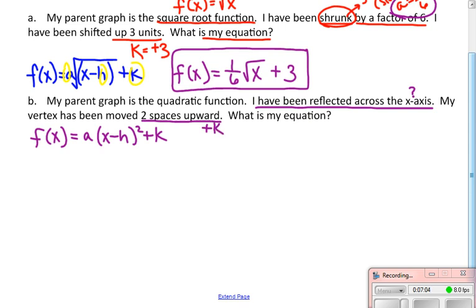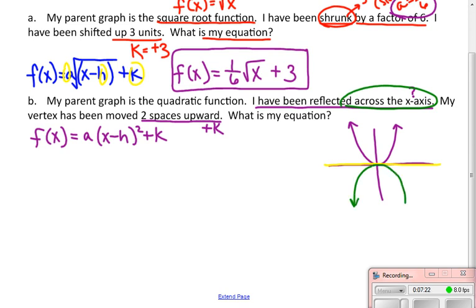What is my equation? So let's think about this reflection. If this is my parent, and this is the x-axis, and I reflect across the x-axis, I'm actually going to flip it down like this, which means I have a negative a. So that's another way to talk about that open down. So I have to make my a negative. It doesn't say anything about my growth, so we're really talking about a is negative 1. I'm not growing any faster or slower than my parent, but I need to get that negative to have it open down.